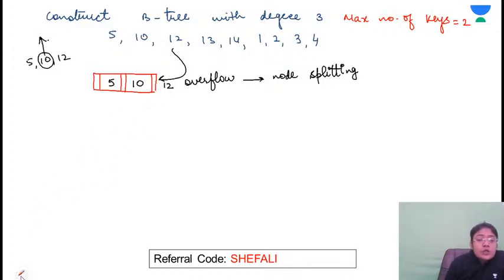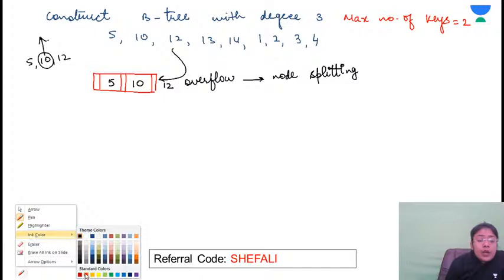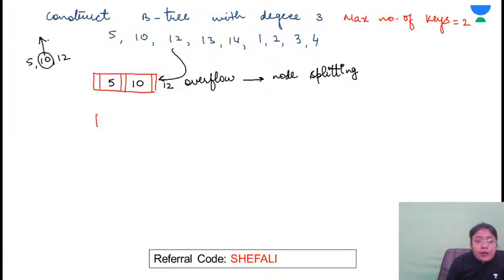So after the node splitting, it will look like this. 10 is split. This is the structure of a node. So after the split, 10 goes above to the next level.